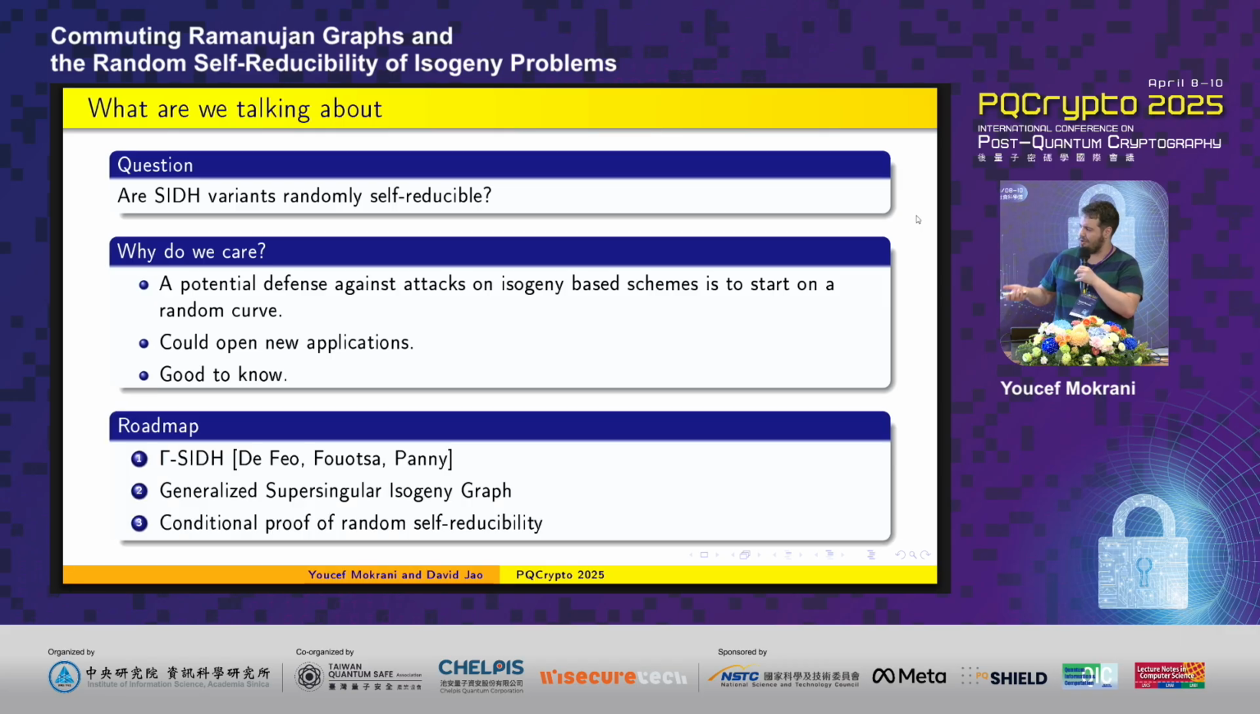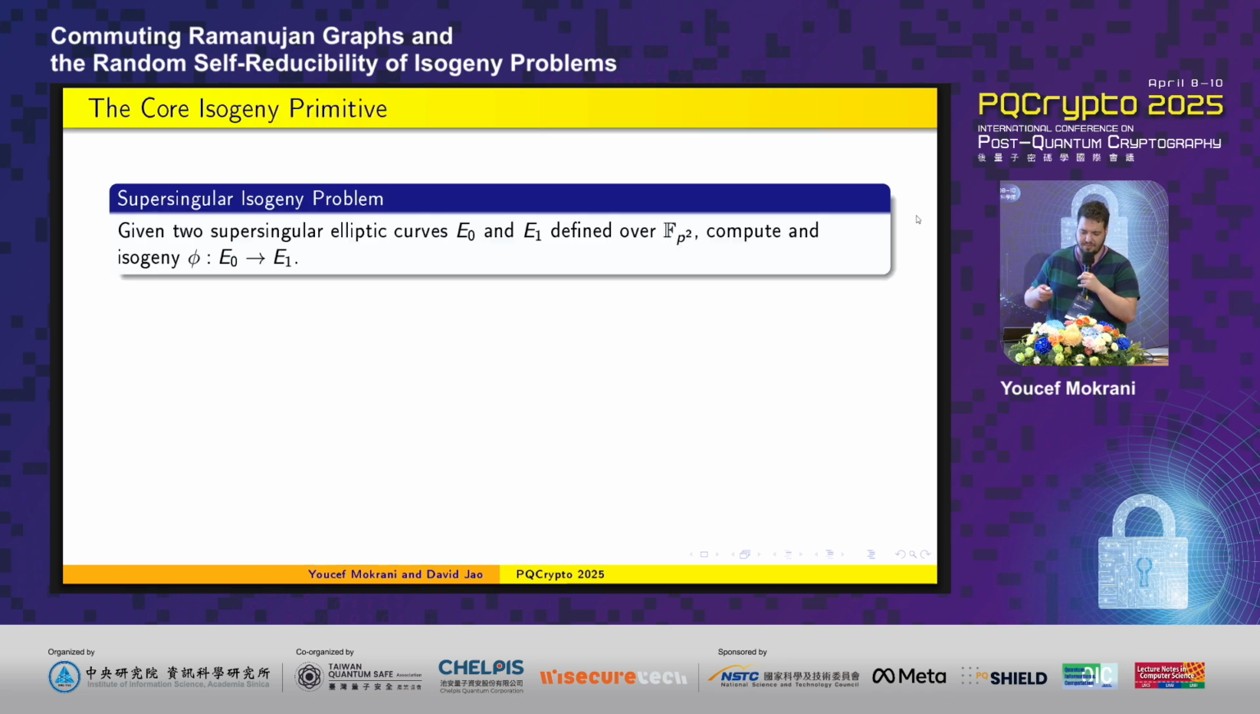So a quick overview of how we're going to do that. For our results, we need two concepts: gamma-SIDH, which was first introduced by De Feo, Fouotsa, and Panny, as well as the general concept of supersingular isogeny graphs. So we'll just give a brief introduction to those two concepts before giving our results.